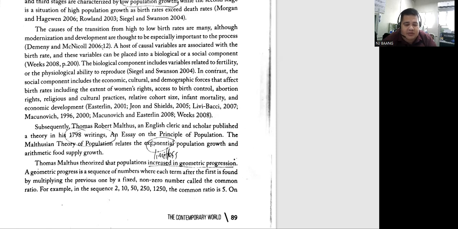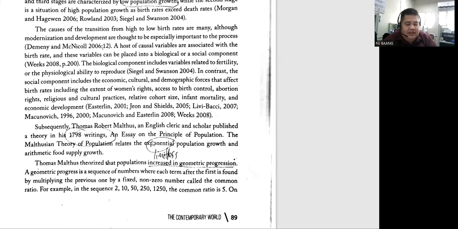Subsequently, Thomas Robert Malthus, an English cleric and scholar, published writings or essays on the principle of population. The Malthusian theory of population relates to exponential population growth and arithmetic food supply growth. Thomas Malthus theorized that the population increases in geometric progression. A geometric progression is a sequence of numbers where each term after the first is found by multiplying the previous one by a fixed non-zero number called the common ratio.